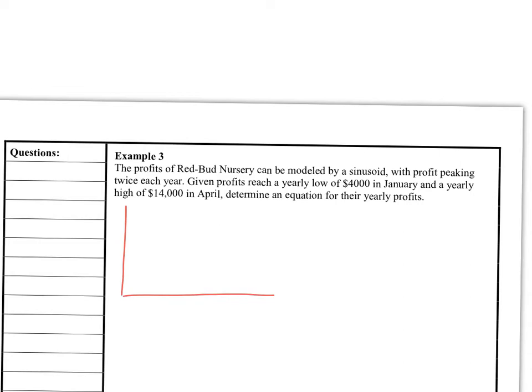So we know the low is 4,000. Put that on here. There's 4,000. The high is going to be 14,000. These are profits. And then we have to have months. So we're going to start off with January, April. We need to have again May, June, July. Okay, so we have January right here, February, March, April, May, June, July.